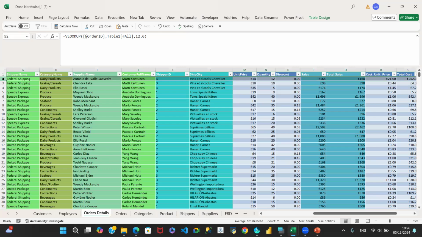Row 2 is telling us that this shipping company has shipped a product under this category name, which was supplied by this name, bought by this customer, okay, giving us shipper ID, just for further information about the shipper, the city where it was shipped from, the unit price, now we are talking price, quantities that were bought, if there was any discount given, where we calculated the sales, total sales and all of that.